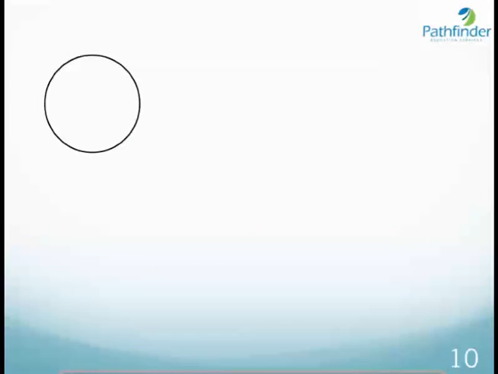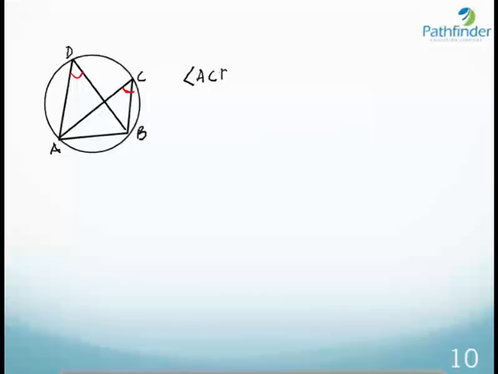The previous two properties also lead us to another very significant property, that the same chord, or the same arc, will subtend the same angles in the circumference. For example, we have this arc AB and we have these two angles subtended by the arc AB, angle ACB and angle ADB. Since both these angles are subtended by the minor arc AB in the circumference, the values of both these angles must be equal. And therefore we can say angle ACB must be equal to angle ADB.